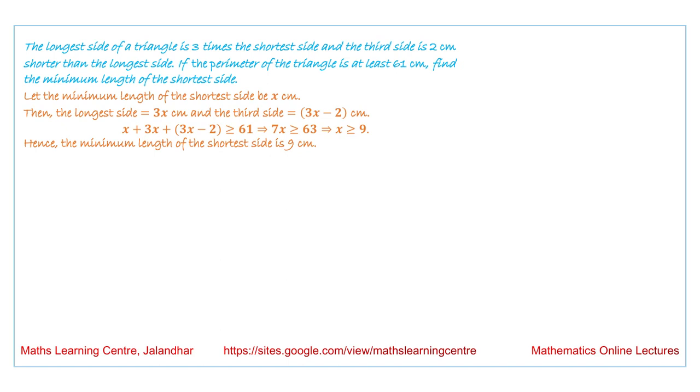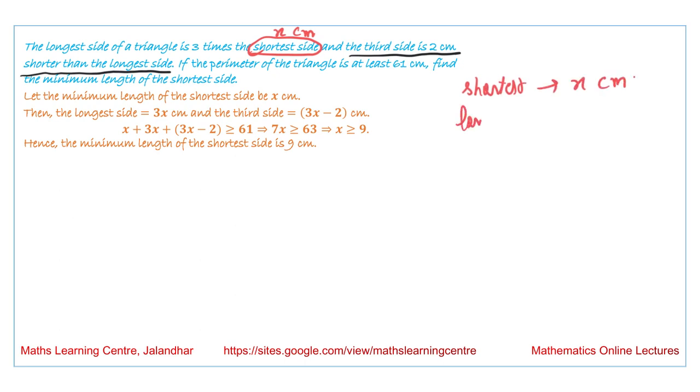Next is: the longest side of a triangle is 3 times the shortest side, and the third side is 2 cm shorter than the longest side. We are saying that the measure of the shortest side is x centimeter. So the shortest side is of length x centimeter.